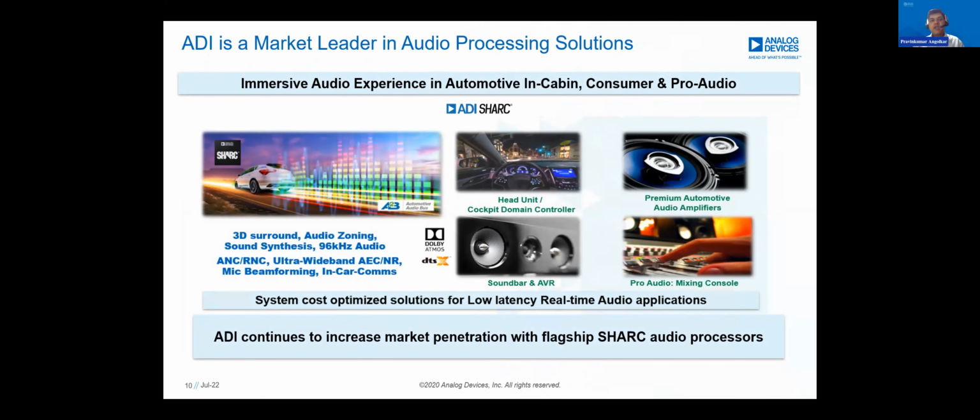Switching to the other product line that we have, which is the Ai Sharc DSP. Analog Devices is prominent in this market space with our flagship Sharc audio processors, which are primarily used in the automotive industry for applications like the head unit and cockpit domain controller, in soundbars and AVRs, very popularly used with a host of decoders such as Dolby and DTS, all certified on our processors. We are the market leaders in pro audio and premium automotive audio applications with our Sharc line of products.